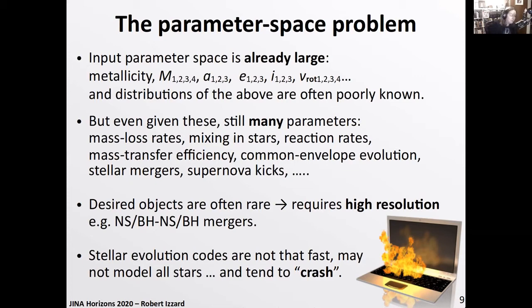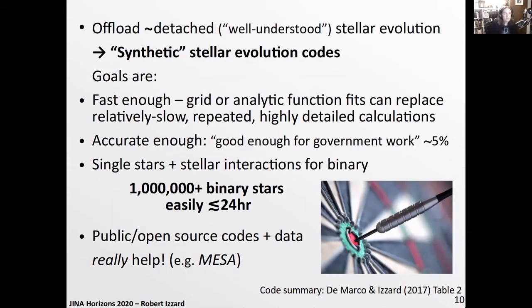So you have to pre-calculate. So what we do is we offload a lot of this stellar evolution to what we call these synthetic codes. Because we have 1 million stars, say you want 1 million binaries, you want to do this in a practical timescale. And so what we do is we develop grids of models, or in the old days, and people still use it because it's reliable, we have analytic function fits to model properties.